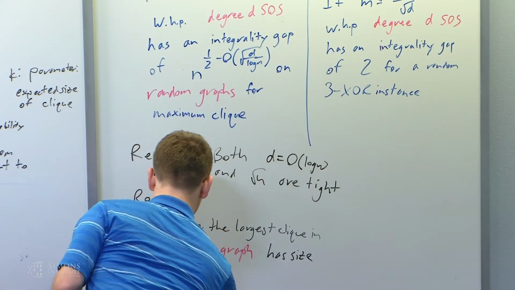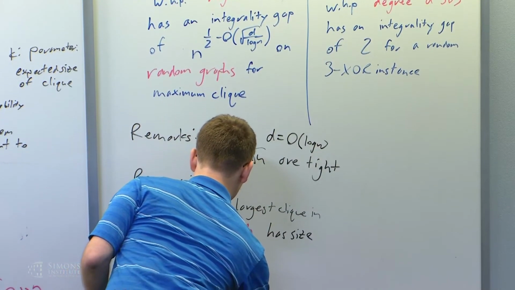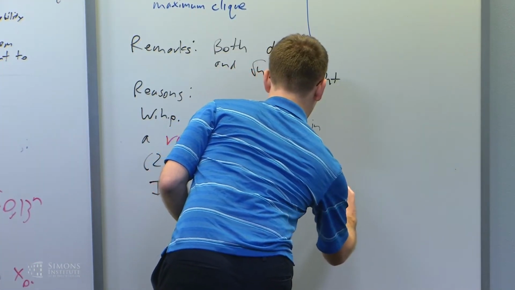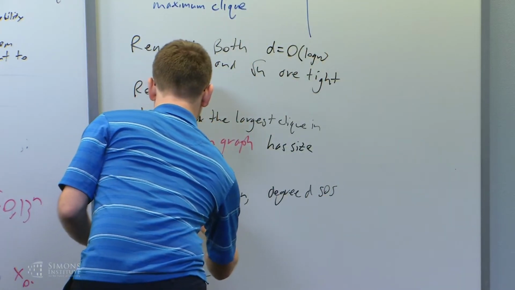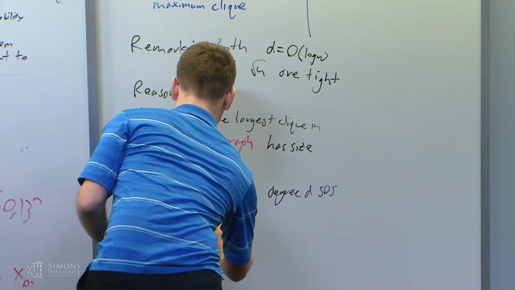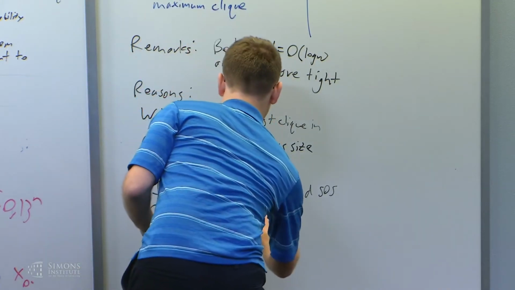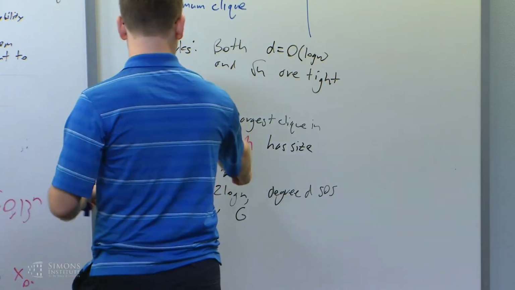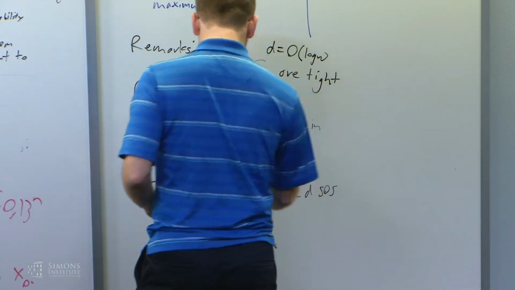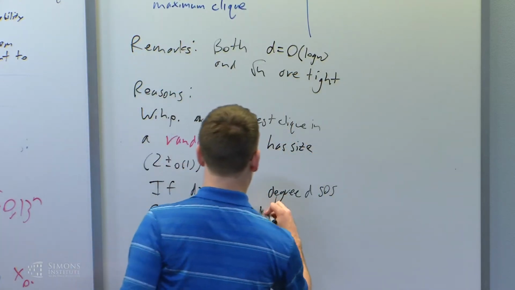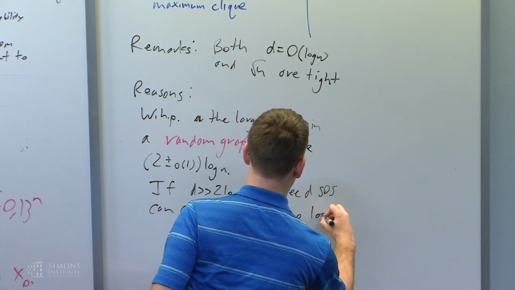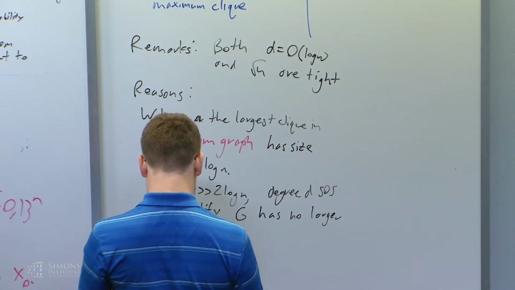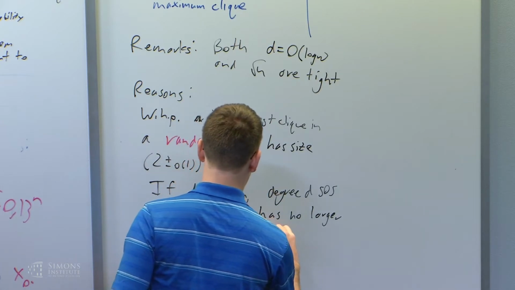So if d is much bigger than 2 log n, degree d SoS can certify, I should say for these that there's an input graph G. It can certify the input graph G has no larger clique. And this is essentially by brute force search.